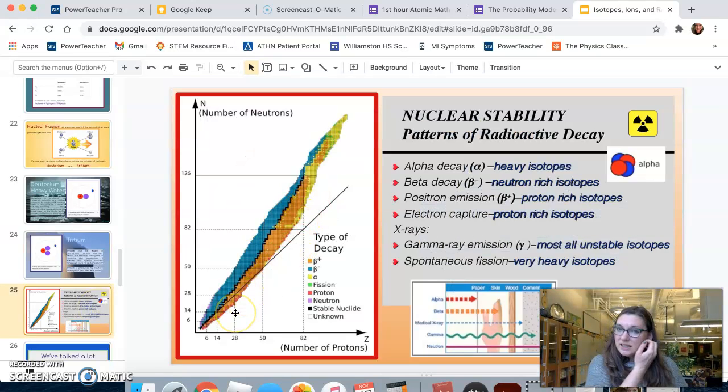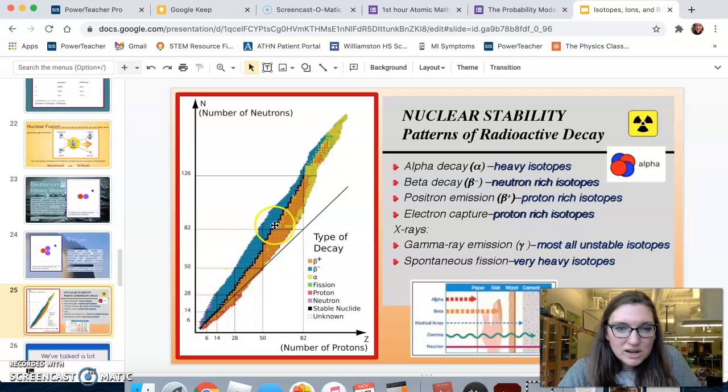Okay, so we've seen this before. This is the nuclear stability patterns of radioactive decay. This black line here is where the atoms are naturally stable, as far as the protons and the neutrons are going to be about the same. And then we have where they're not stable. You can see these different kinds of radioactive decay that we have.